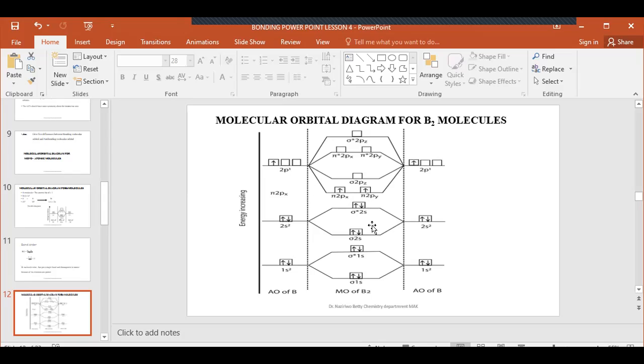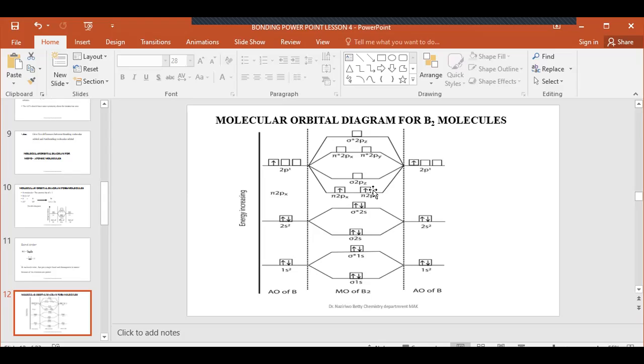So if we look at the bond order, we said number of electrons in the bonding molecular orbital minus number of electrons in antibonding molecular orbital divided by 2. How many electrons do we have in the bonding molecular orbital? We have 2 plus 2, which is 4, plus 1, 5, and 6. So it is 6 minus.